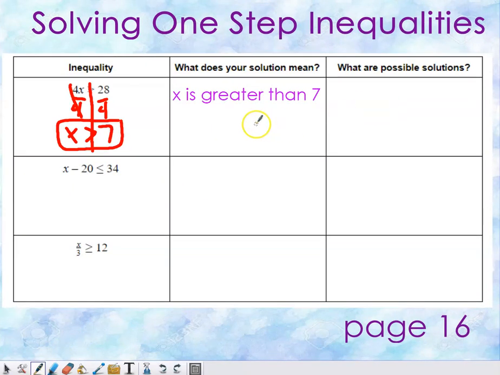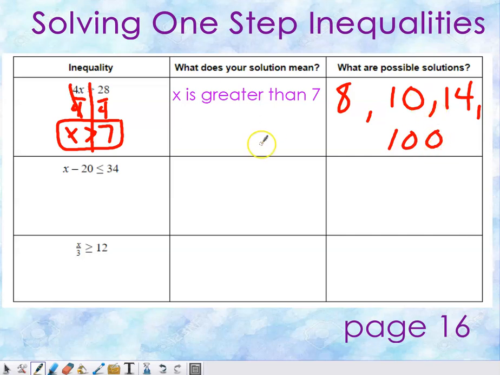And what are some possible solutions? If x is greater than 7, that means it can't be 7, it can't be equal, it has to be greater. So possible solutions are 8, 10, and you can list any number greater than 7, 14, 100. All of those numbers are greater than 7.